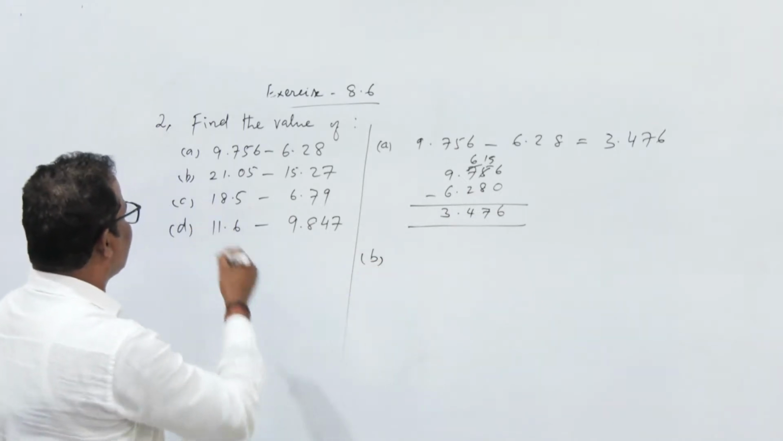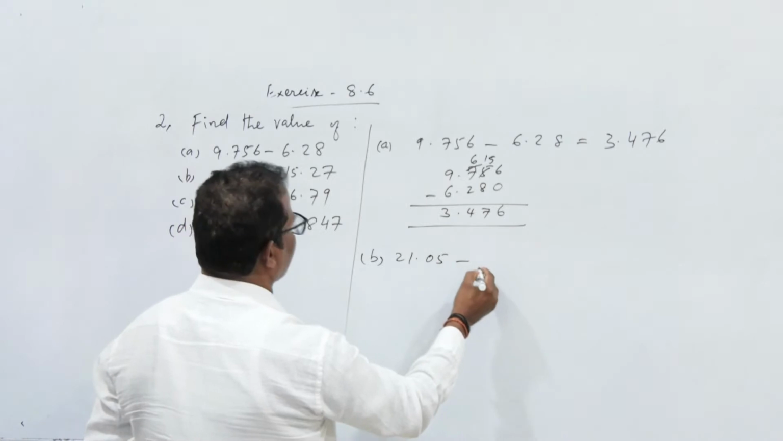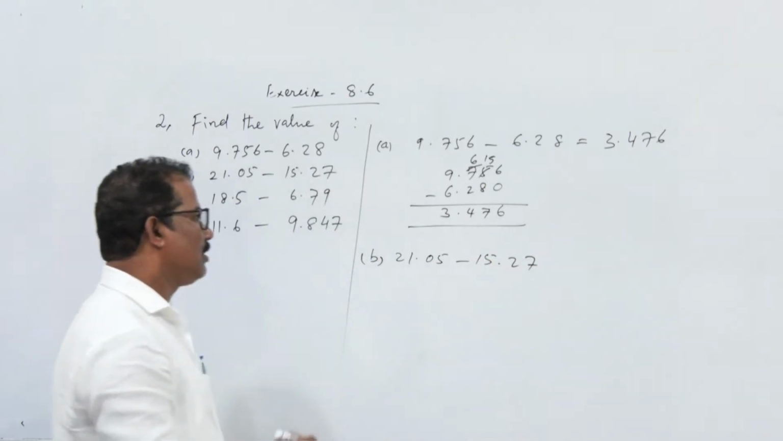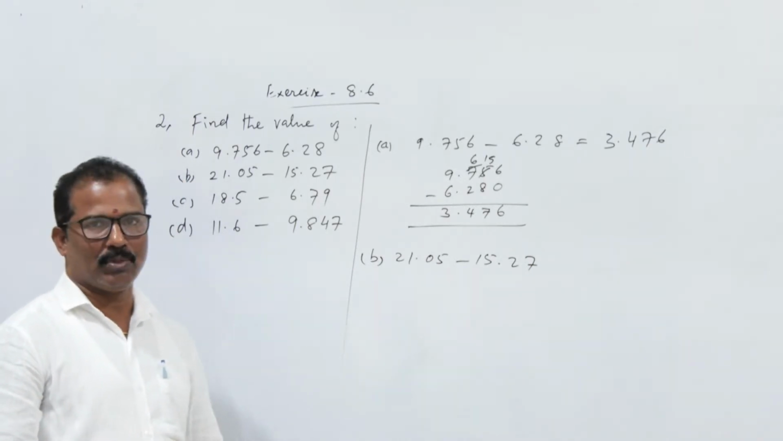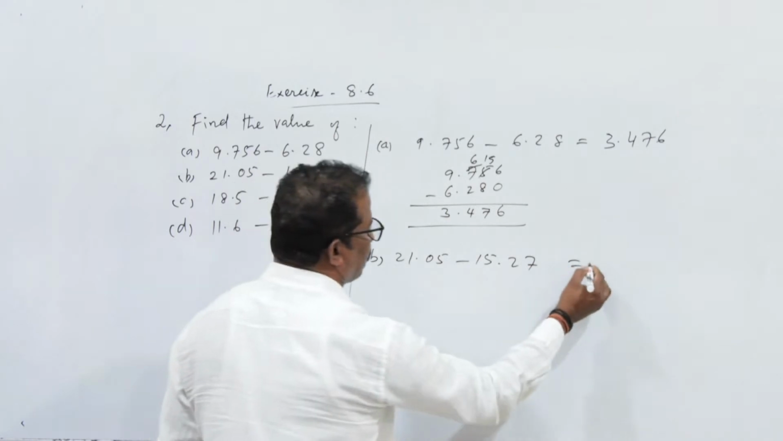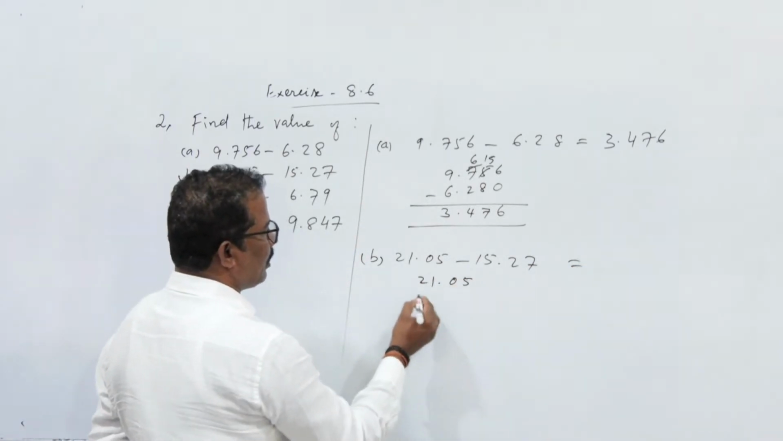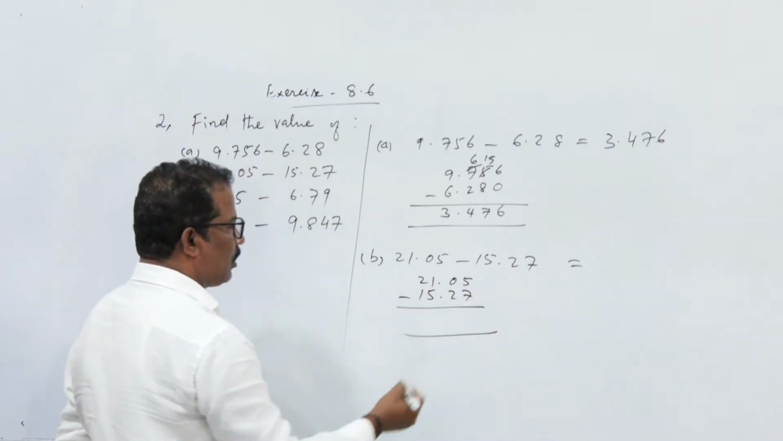See the next question. Now B, that is how much? 21.05 minus 15.27. We have to do the subtraction of these two numbers. Both the numbers are in like decimals only. So we can directly subtract and write the solution. That is 21.05 and it is 15.27 only. So we can subtract now.